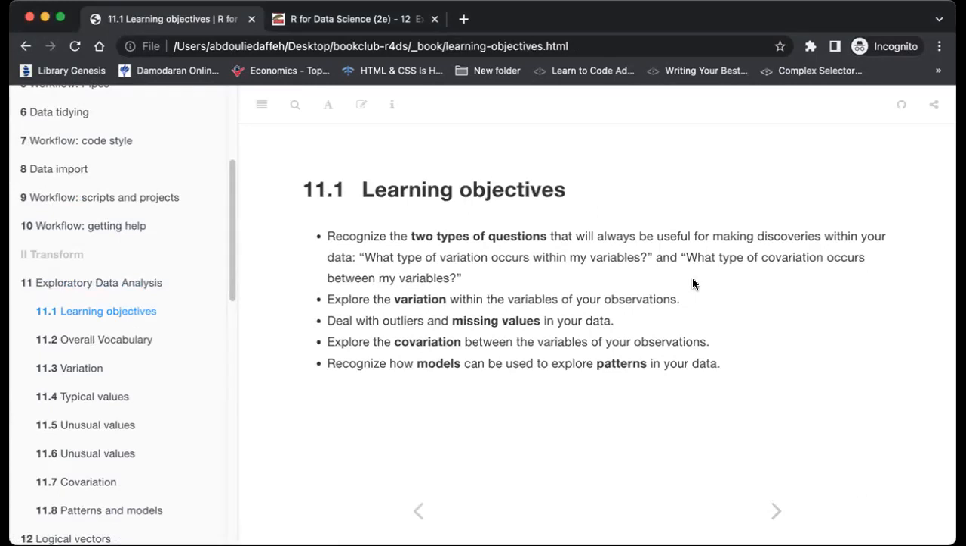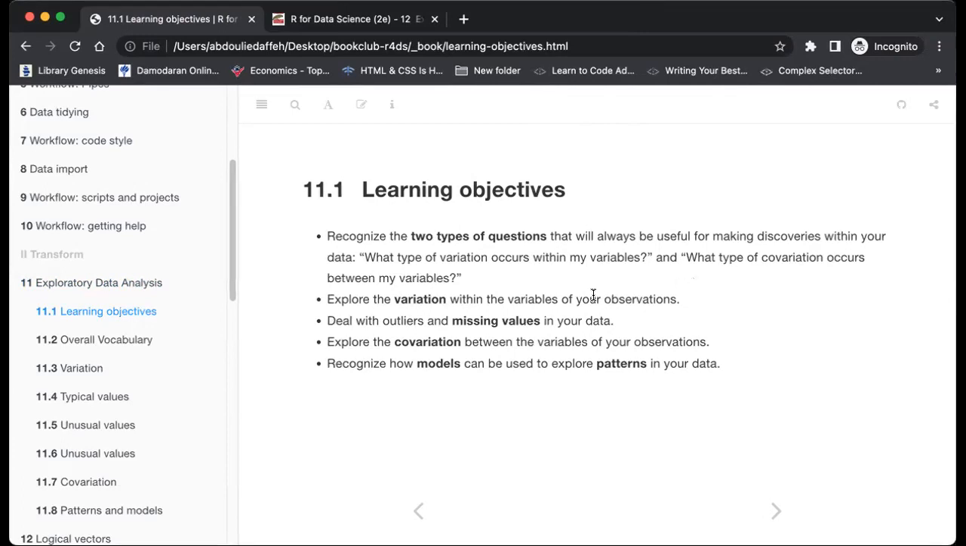Yeah, so the learning objectives: to recognize the two types of questions that will always be useful for making discoveries within your data. What type of variation occurs within my variables, and what type of covariation occurs between my variables? So basically, that's it. The variations that occur within variables and the covariation that occurs between the variables.